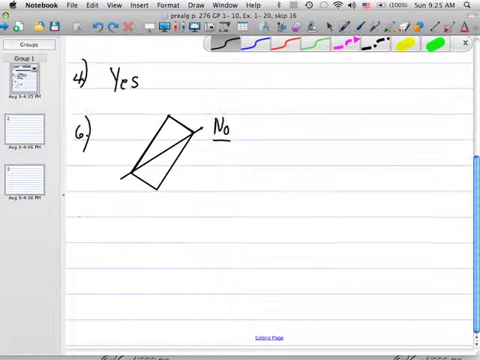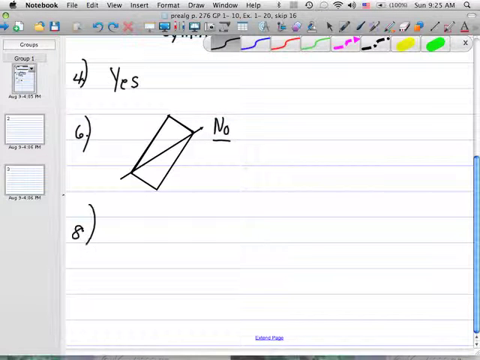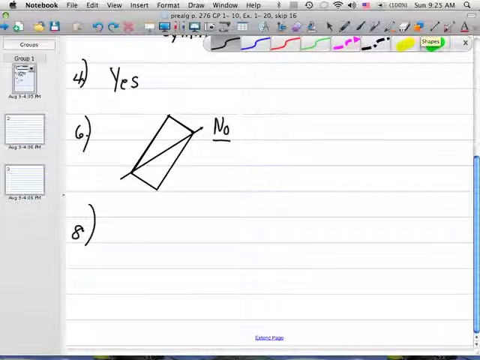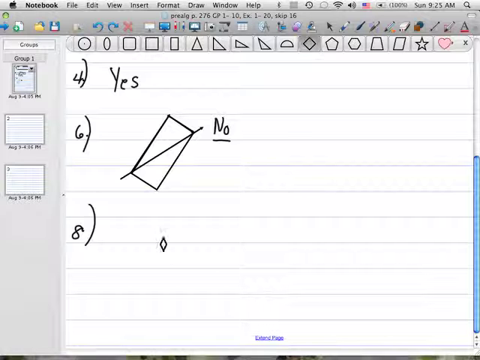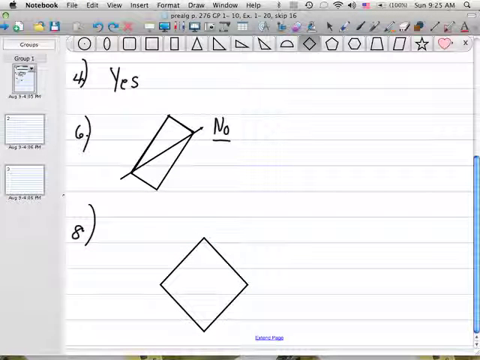Problem number 8. Trace each figure onto a piece of paper, then draw all the lines of symmetry. If there are no lines of symmetry, write none. So figure number 8 is a square. Well, actually it's a diamond. We'll use the diamond shape. It's a rhombus. Diamond, square.